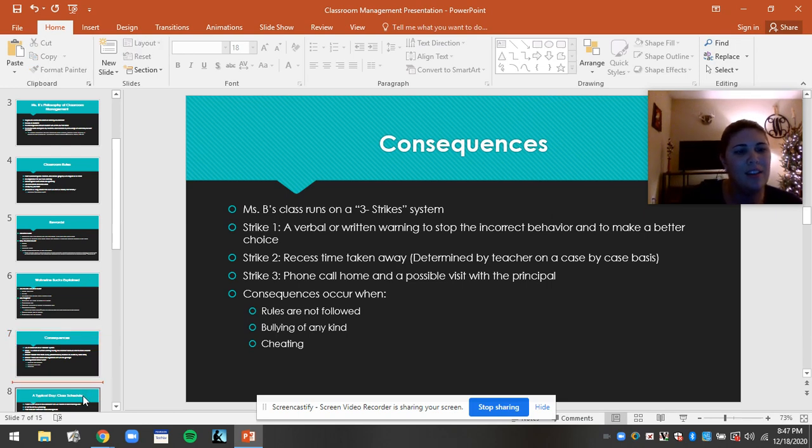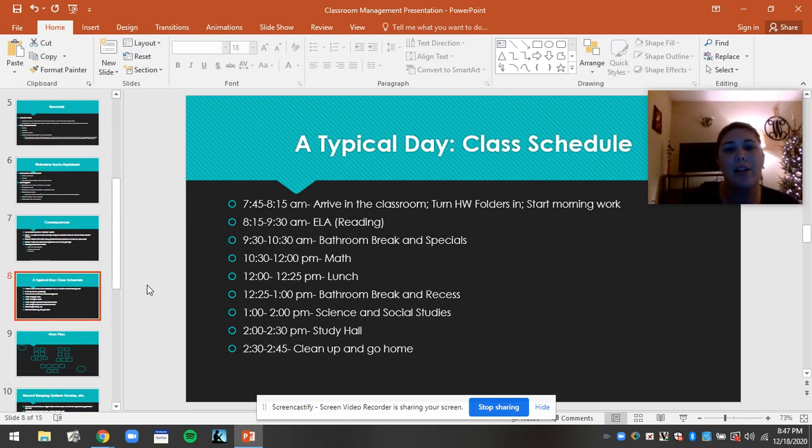Okay, slide 8. So this is our typical class schedule. We usually start with morning work, which can be anywhere from a short reading assignment to a short math assignment, that sort of thing. It can also be some computer time on iReady, which is that program that meets their academic need where they're at. And then, of course, we have reading or ELA time, bathroom break, and specials, which is the pull out into PE, computer lab, art, music, or library. And then we have math, we have lunch, bathroom break and recess, science and social studies, study hall, and then we clean up and go home.